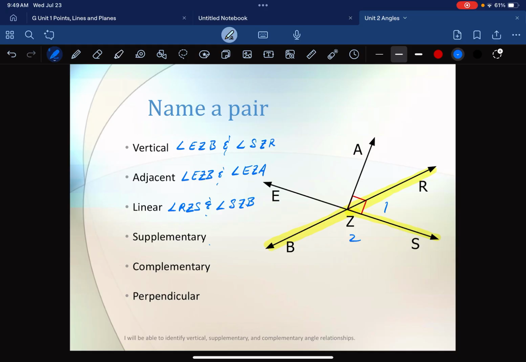And then really cool, supplementary just means linear. So we could copy the same ones down, but that wouldn't be any fun. Let's come up with a new pair. Let's keep this straight line here that's highlighted. Let's pick a different ray, like this ray. And now we've got to name this angle and this angle. So let's name this larger angle 1. So I could go AZB or BZA, it doesn't matter which way. I'll go AZB. And we'll go with angle 2, we'll use AZ and then go to R.